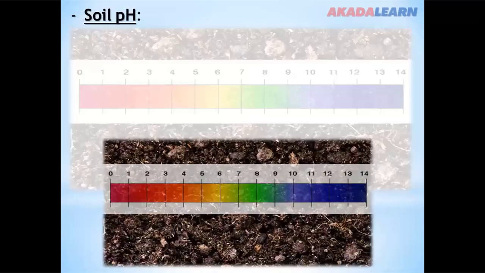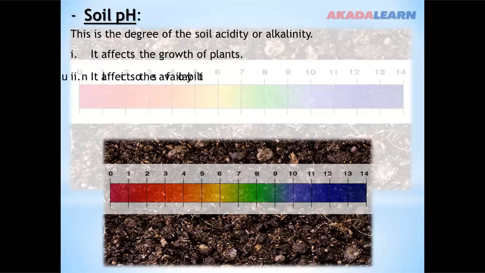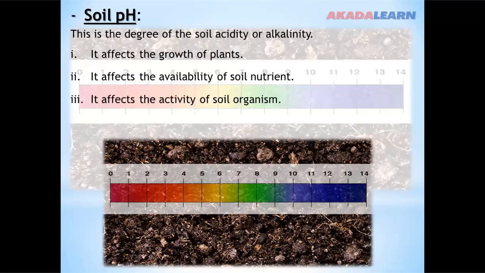Soil pH. Soil pH is a degree of the soil acidity or alkalinity. It affects the growth of plants. It affects the availability of soil nutrients. It affects the activity of soil organisms. It causes toxicity to plants or animals.